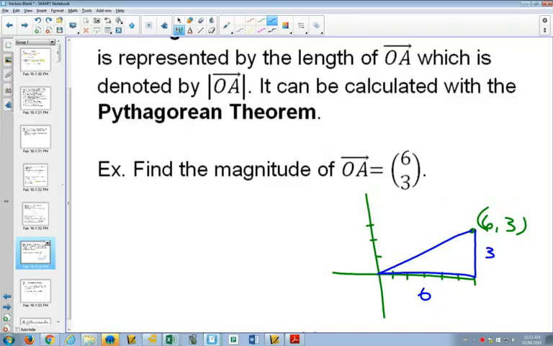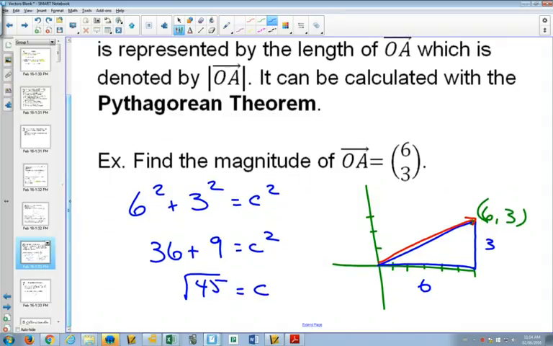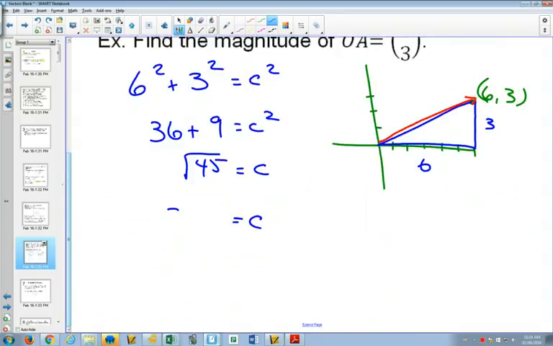So if you want to find the length of this vector right there, all you have to do is a squared plus b squared equals c squared. So c is equal to the square root of 45. You could write it like that. Or if you wanted to simplify it to 3 root 5, you could do that as well.